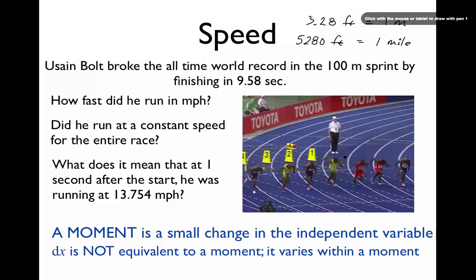All right, so here's the difference. dx is not equivalent to a moment. dx will vary, remember dx is a variable, within a moment. So we'll have a moment, the moment in question, and then we're going to let dx vary in that. So dx is small, even smaller, and it varies in the moment. Okay? So dx is smaller than a moment, and it varies in the moment. So it can vary, say, from 0 to whatever the width of the moment is. Okay? And we'll keep talking about that too.